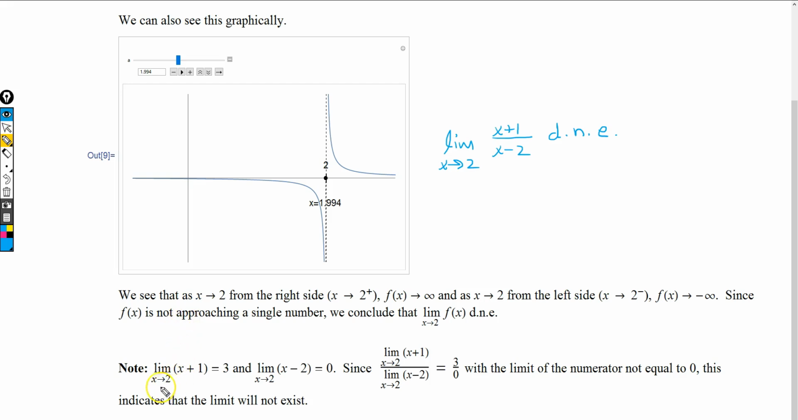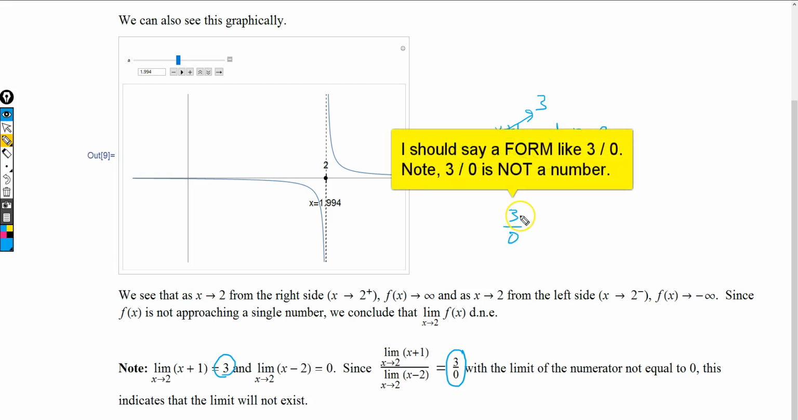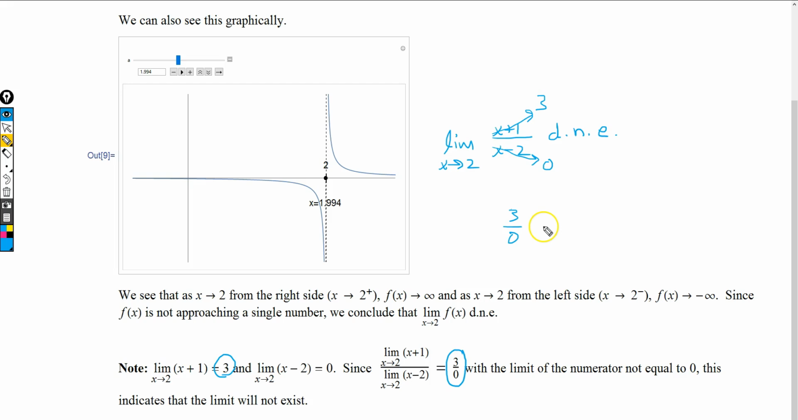Note that if we look at the limit of the numerator, the x plus 1 part, as x approaches 2, that is the number 3. So you see the top is approaching the number 3. And as x approaches 2, the denominator is approaching 0. So when we look at the limit of the numerator divided by the limit of the denominator, we get 3 divided by 0. When that occurs, when you have a non-zero number divided by 0, that immediately tells you that your limit is not going to exist. So anytime you see a number like 3 over 0, or any non-zero number divided by 0, when you look at the limit of the numerator over the limit of the denominator, that immediately tells you your limit is not going to exist.